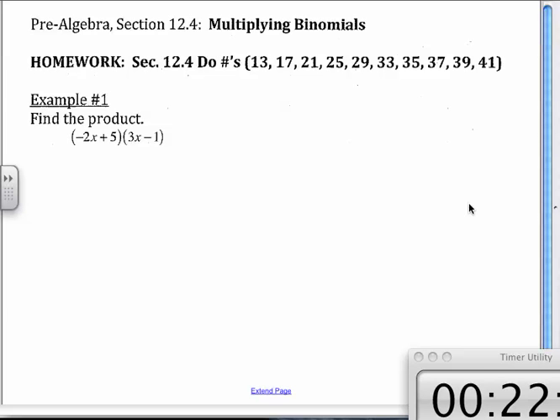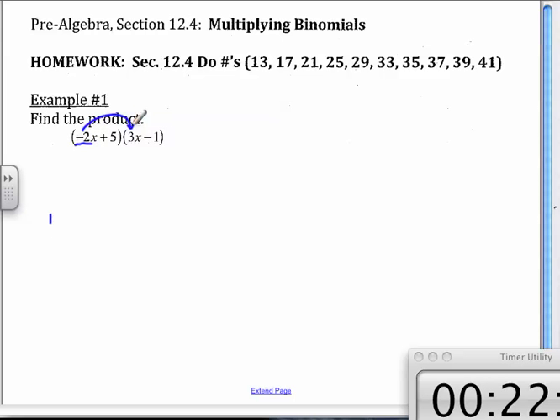Okay, so when I look at this first example, this second polynomial has two terms in it. Instead of one, if it looked like this, we would just do 5 times 3x and 5 times minus 1. You did that last night. Easy enough, right? Today, no real difference. Today, we just need to do both of them.